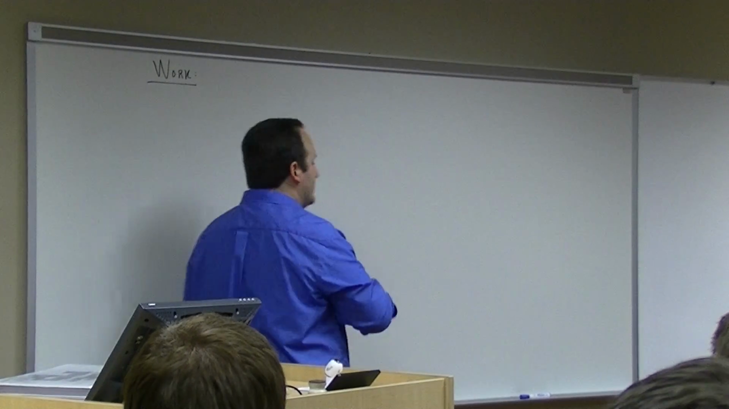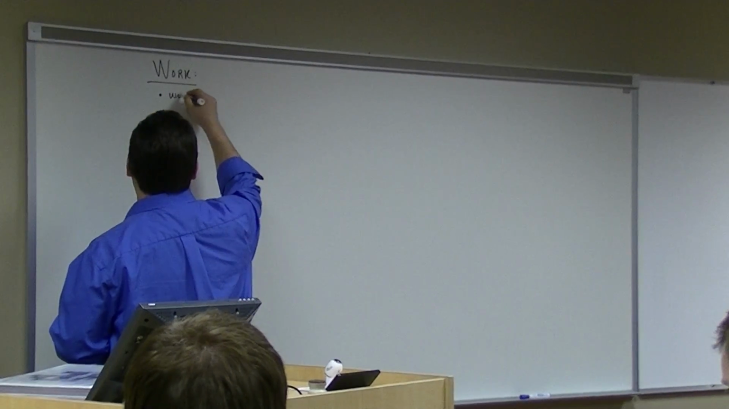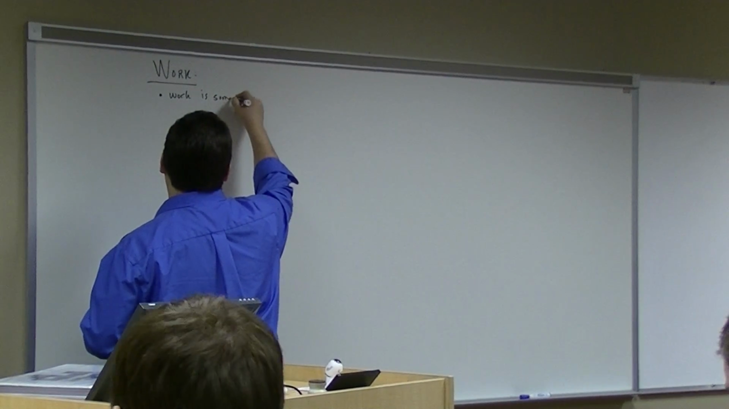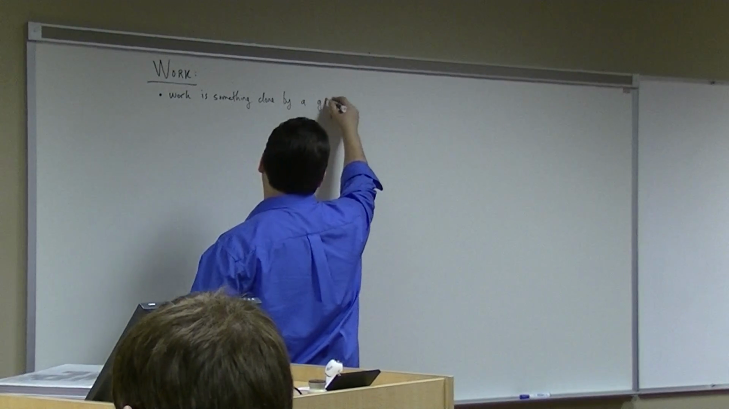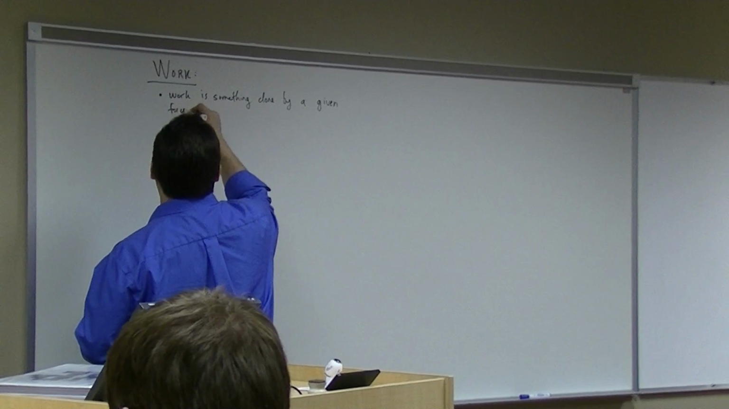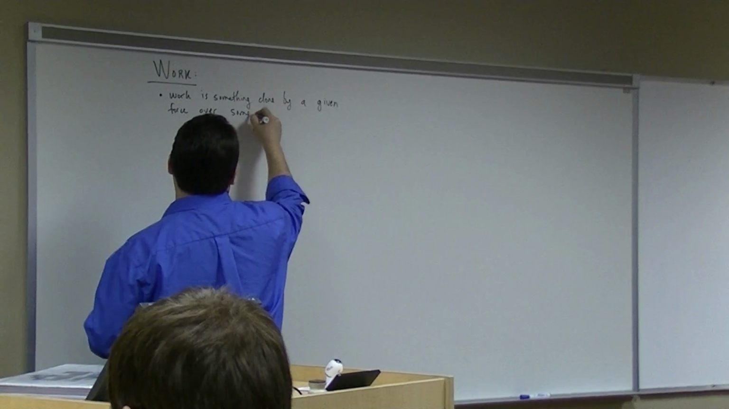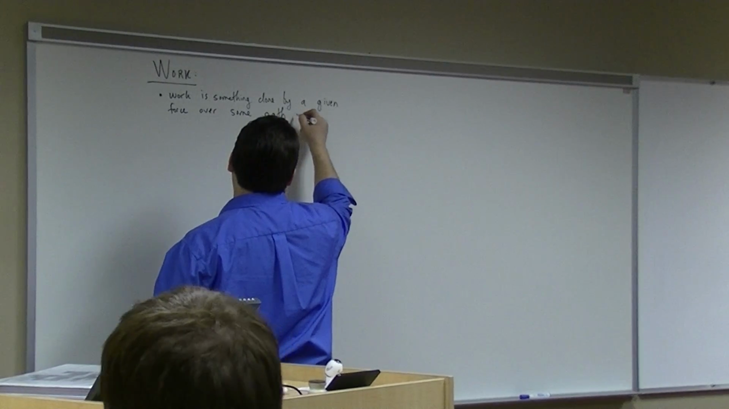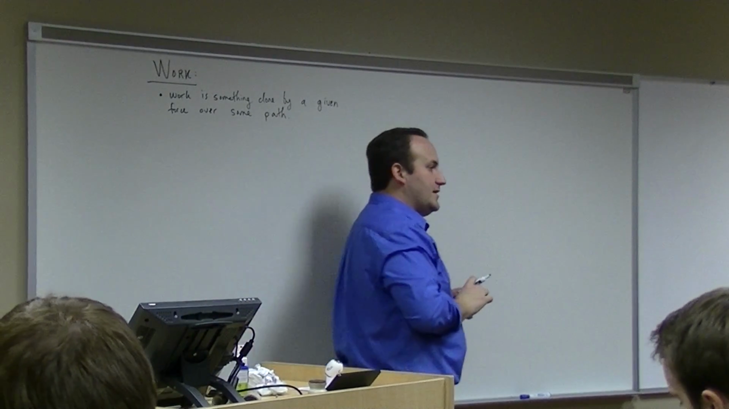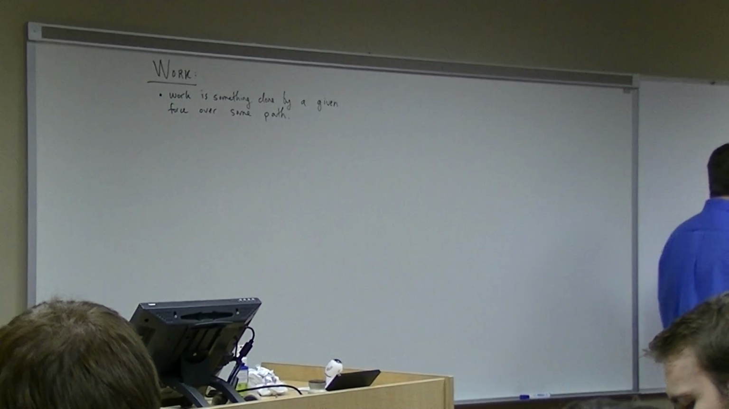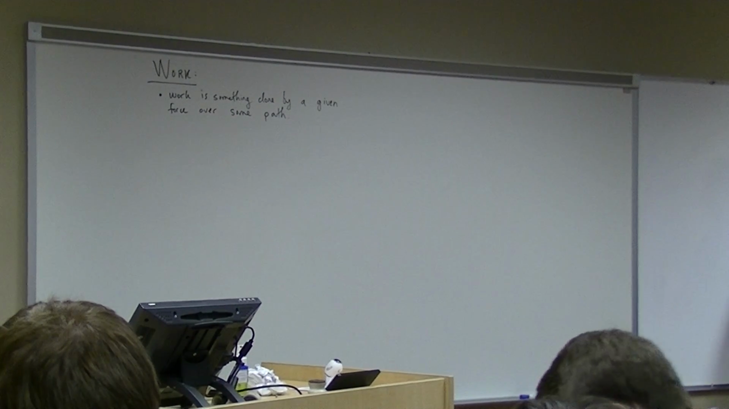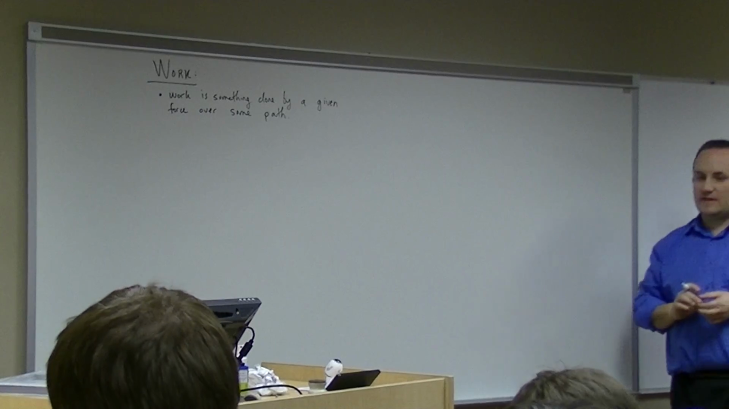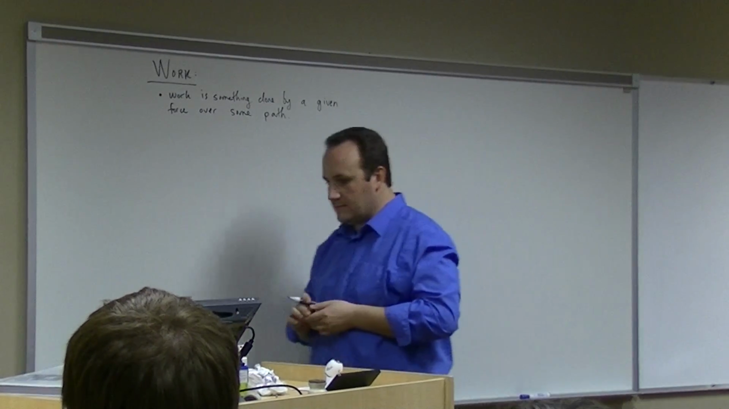So what is work? Well, first of all, let's talk about two basic things. Work is something done by a given force over some path. All right. And you can do work on a body. So you pick some body and some path, some motion which the body is going over, and then you can talk about the work which is done by a force on that body.